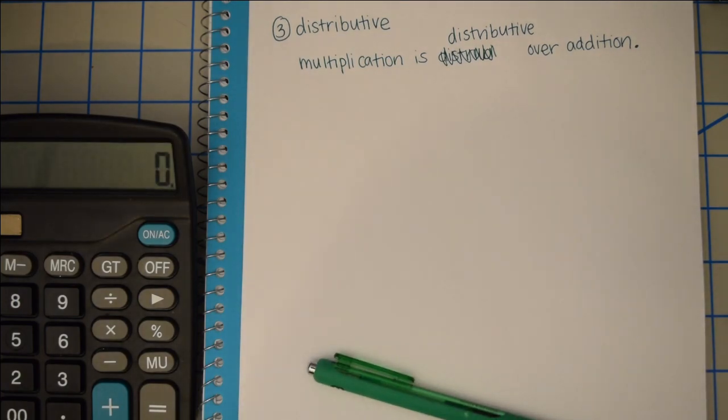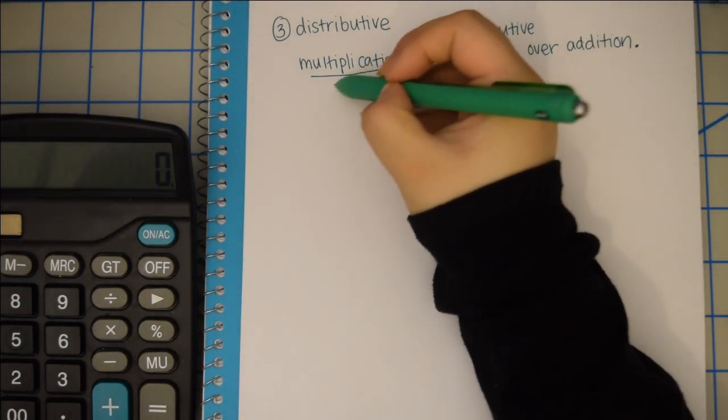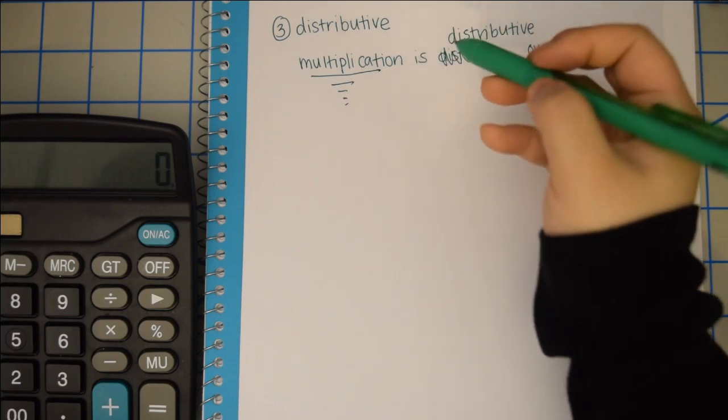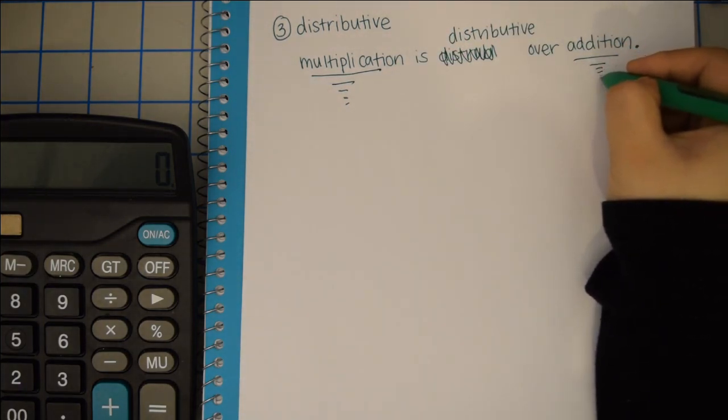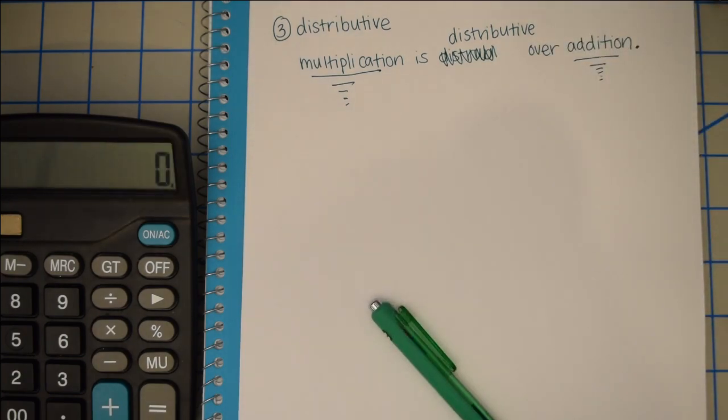So that's how we would phrase that. So you have one operation being distributive over another operation. So we're using two at once.